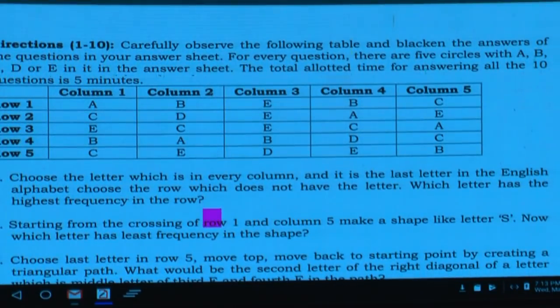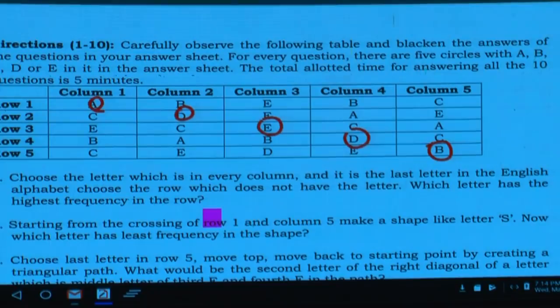Row and column digits are same means first row first column, second row second column, third row third column, row and column digit is same. Fourth row fourth column, fifth row fifth column. That means here it is talking about which points? The diagonal elements, isn't it? Now along this diagonal A, D, E, D and B, which letter is not present here? C is not present. C is the answer.